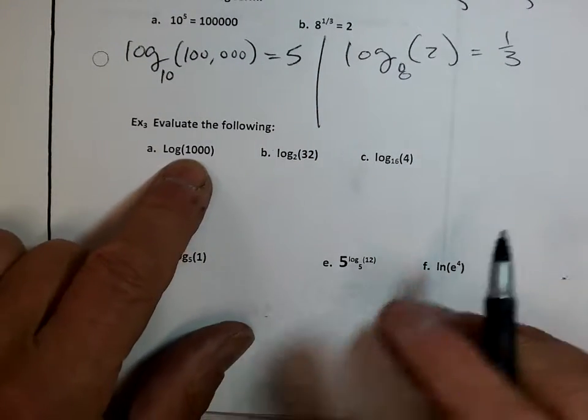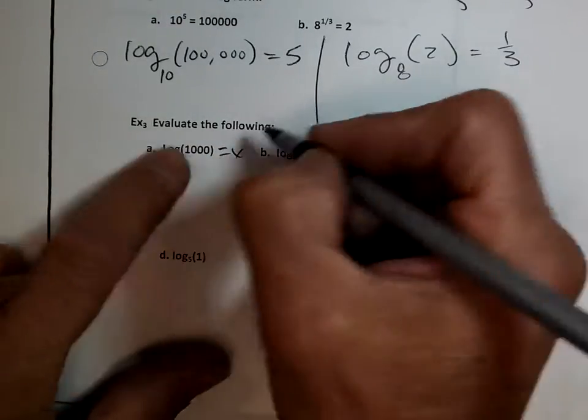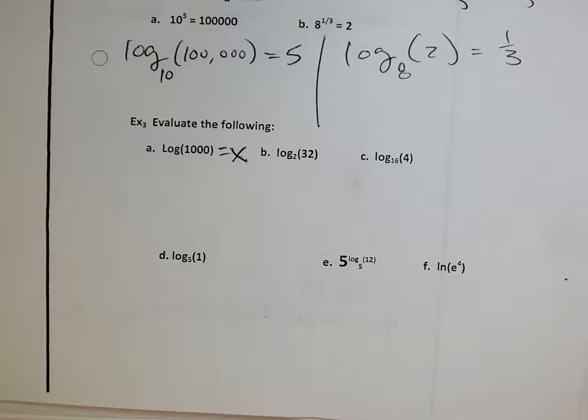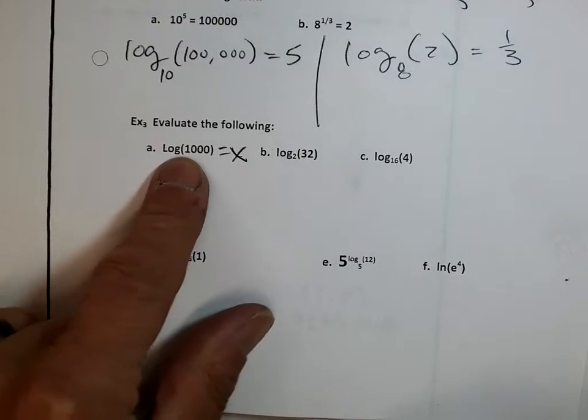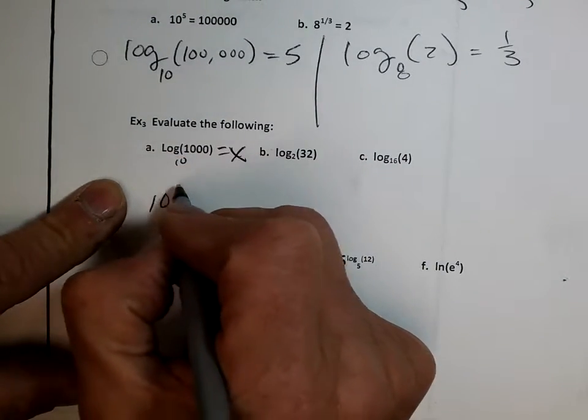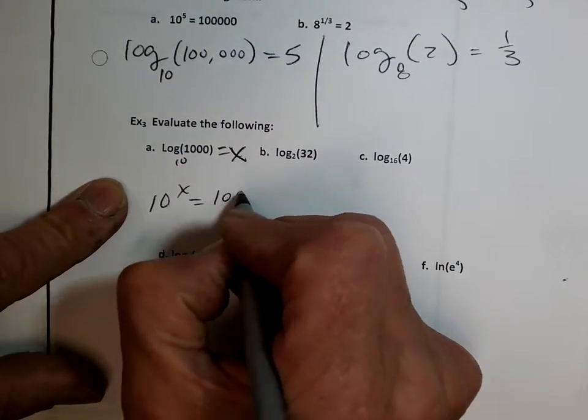Okay, now, evaluate each log. Well, this is the same thing. I like to set them equal to x. If I set it equal to x, then I can evaluate. We can do these without a calculator. What's the invisible base here? The invisible base is 10. So we're going to go 10 to the x equals 1,000, right?